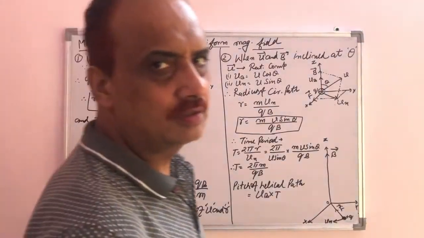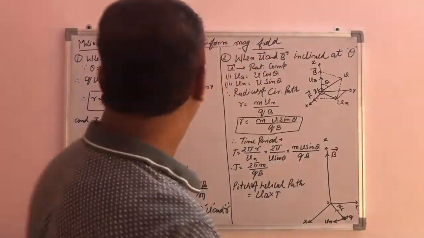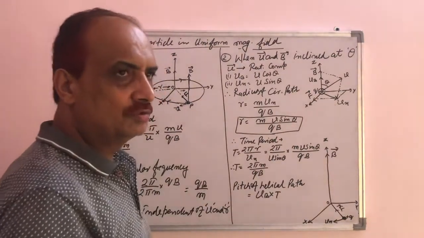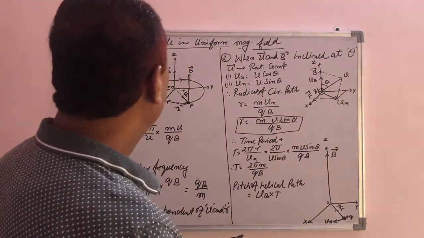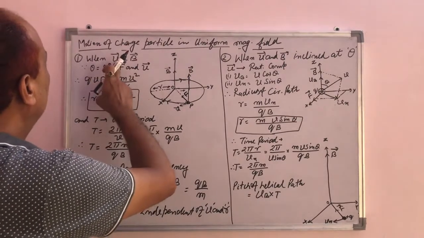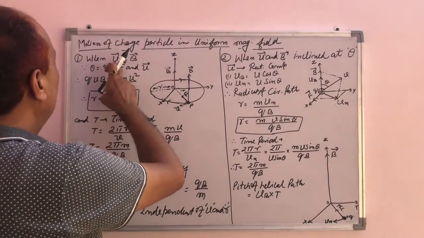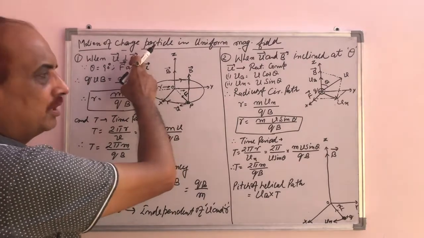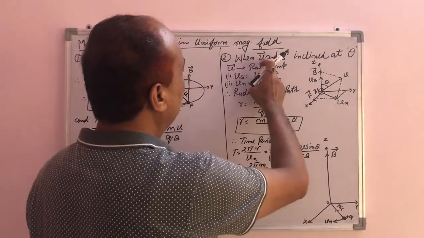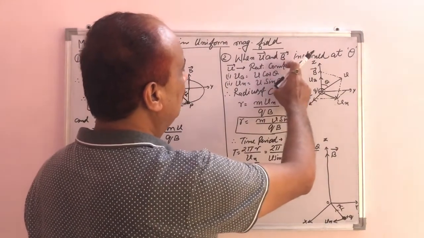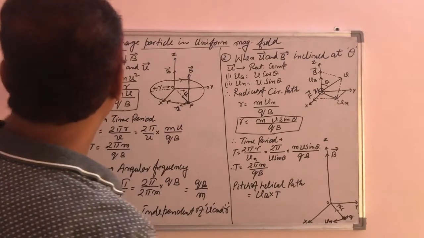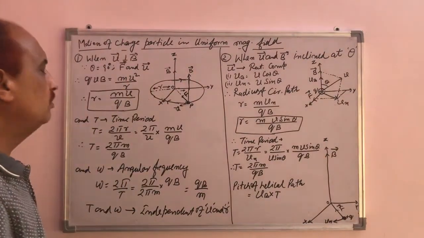Hello students, today I will discuss the motion of a charged particle in a uniform magnetic field. The motion of a charged particle can be explained in two cases. Number one, when the velocity of the charged particle is perpendicular to the magnetic field, and number two, when the velocity and magnetic field are inclined at an angle theta. First of all, I will discuss the case when V is perpendicular to B.